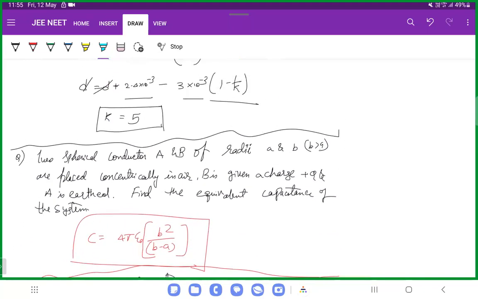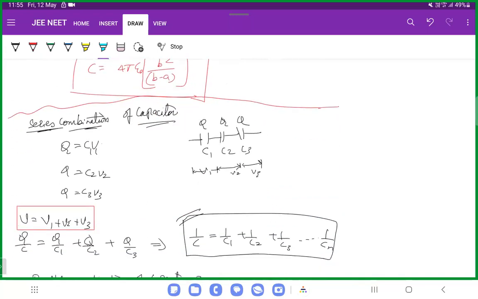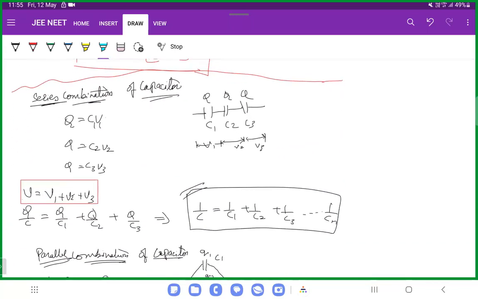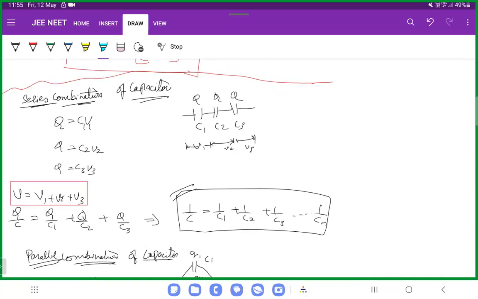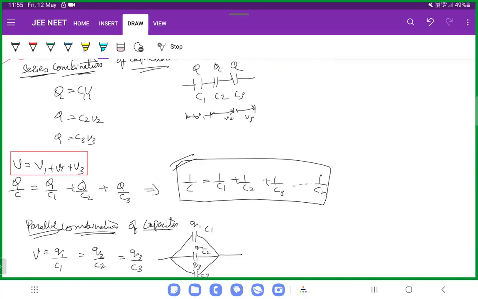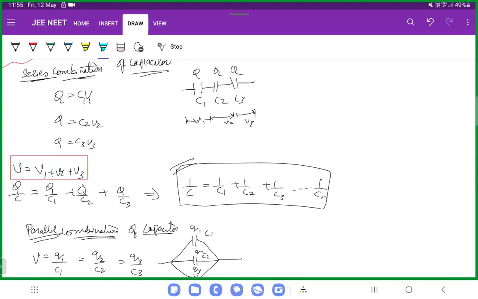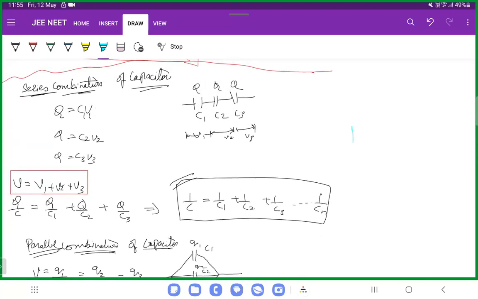Let's go next. Next is your series combination and parallel combination. See this, it is similar to your resistance. In series, what we have? R1 plus R2, and in parallel, 1 by R1 plus 1 by R2. Here it is opposite. In series, it will be 1 by C1 plus 1 by C2, and parallel will be C1 plus C2. Opposite of resistance.